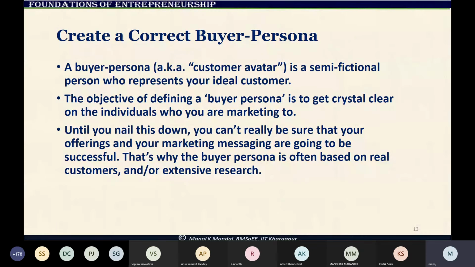In the process, you can create a perfect buyer's persona, meaning you define their persona. It's something like a semi-fictional person who represents your ideal customer: my customer's income is like this, so he's looking for comfort, or he is not interested in aesthetic beauty or social aspects.